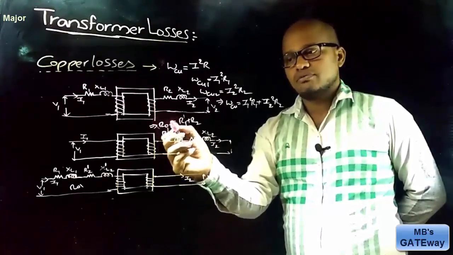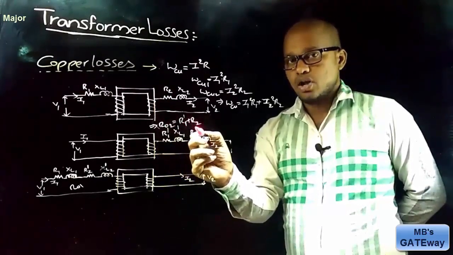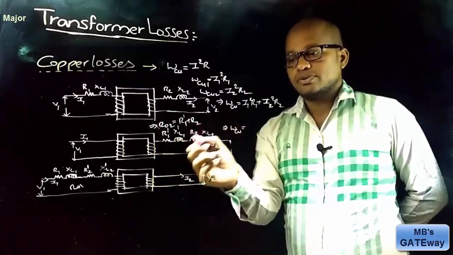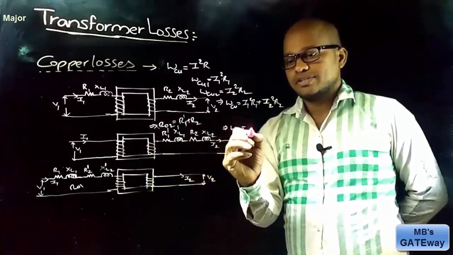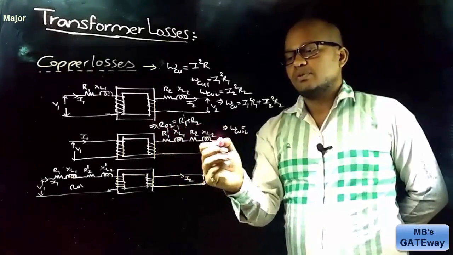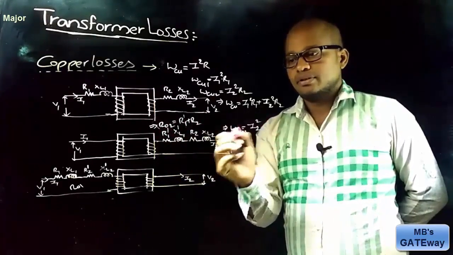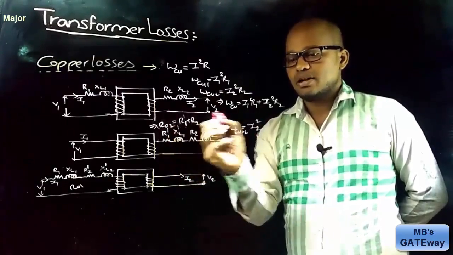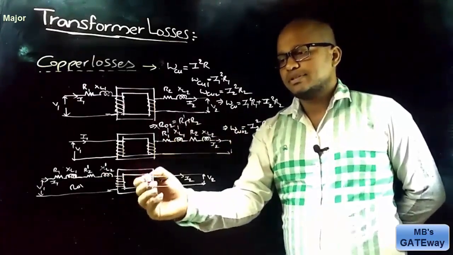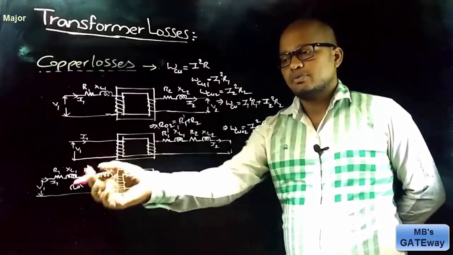Therefore, R02 is equal to R1 dash plus R2. Therefore, copper losses referred to the secondary side is equal to the current flowing in the secondary winding, I2, so I2 square, and the resistance of the secondary winding is R02. This diagram represents the secondary side parameters transferred to the primary side.